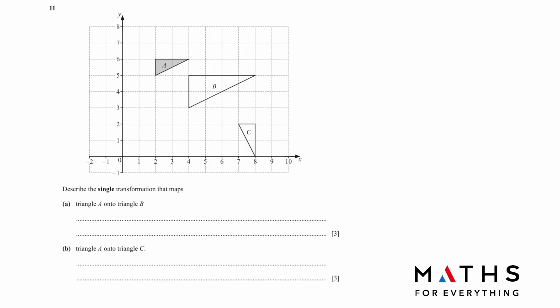Question number 11. We have been given 3 triangles and we have to describe the single transformation that maps A to B. The shape is the same of A and B, but the size has changed. That means that is enlargement. If you see this side is 1 square, this is 2. There are 2 squares here, there are 4 squares here. So the second thing you need to write is the scale factor. As you can see, each side is multiplied by 2. That is your scale factor.